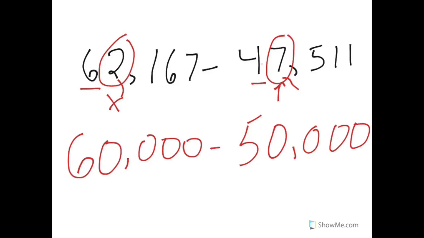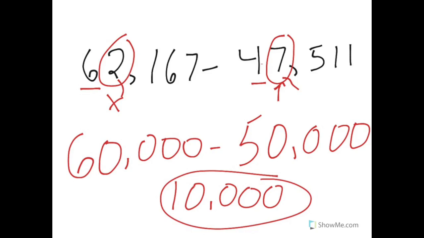So instead of a harder problem, 62,167 minus 47,511, we're just estimating. We'll look at 60,000 minus 50,000, which of course gives us 10,000 for our estimate. Okay, that is our estimate.